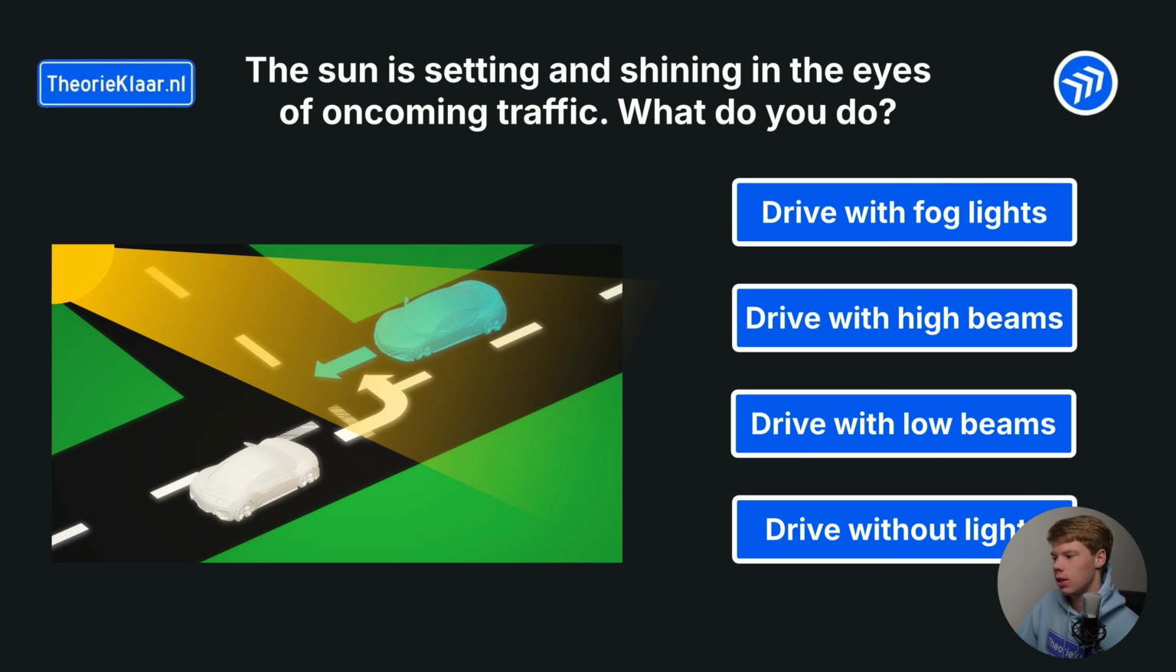Then the right answer is to drive with your low beams turned on. Turning on your low beam makes you more visible to the oncoming traffic.